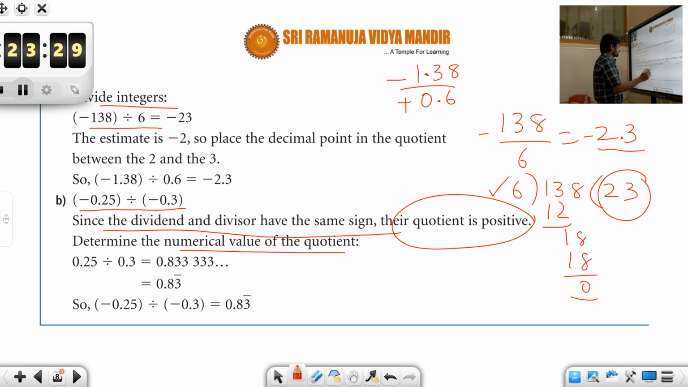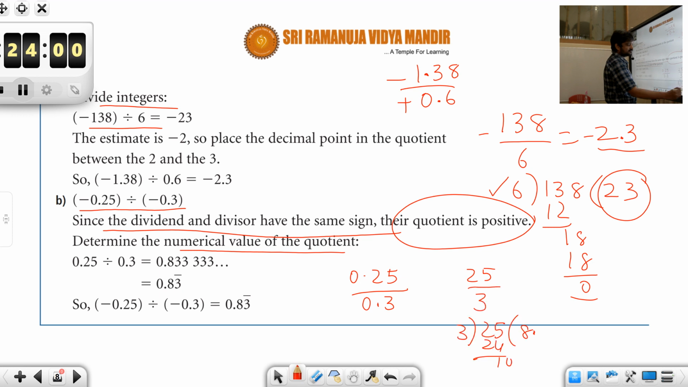You need to find 0.25 divided by 0.3. Okay, students, now can you tell me how do we determine this? Ignore the decimal points for the time being. So we can write this as 25 by 3. You know how to divide this. 25 divided by 3. 3 8s are 24, and then 1, and then again put the decimal and bring down a 0. 3 3s are 9, and then 1. This repeats, and so on. So 8.3333, and so on. So this is going to be your value.